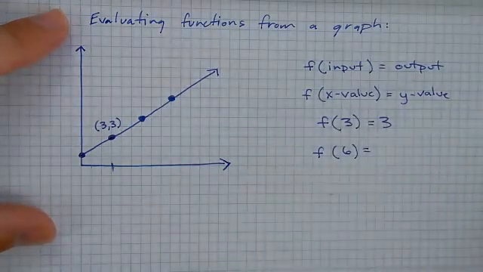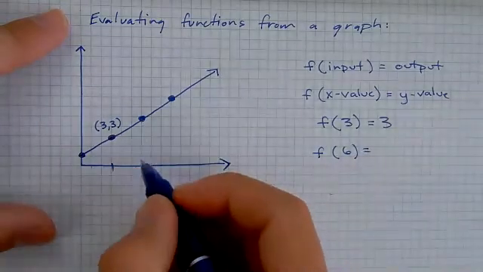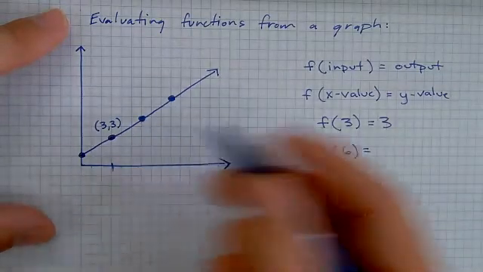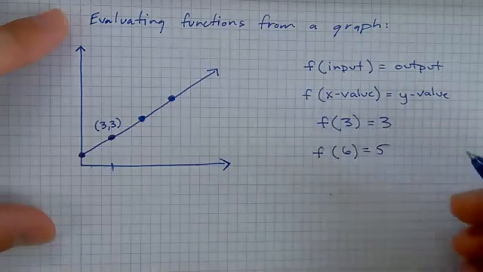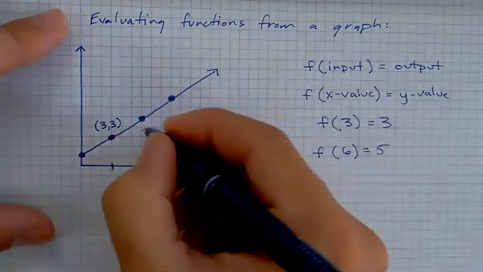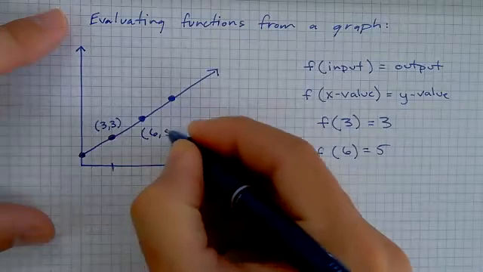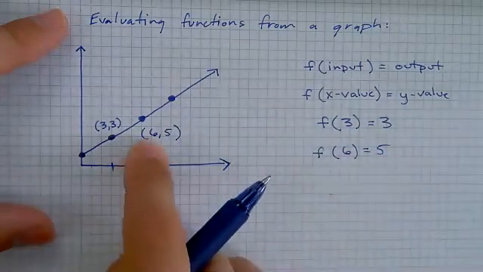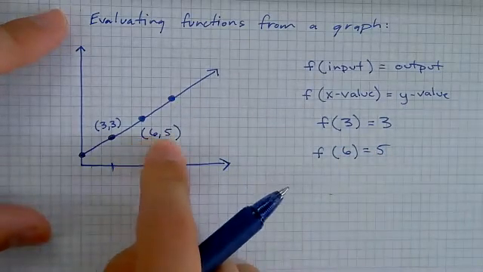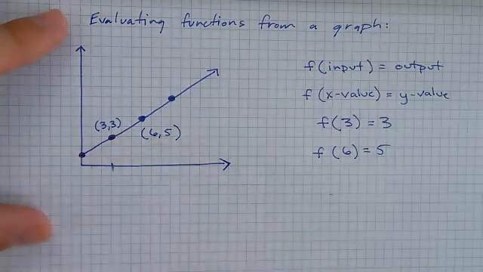Okay, if you were asked f of 6, that's going to be this next point. It has a y value of 5. Okay, x value is 6, y value is 5. When you plug in 6 into the graph, you get that output, the y value of 5.